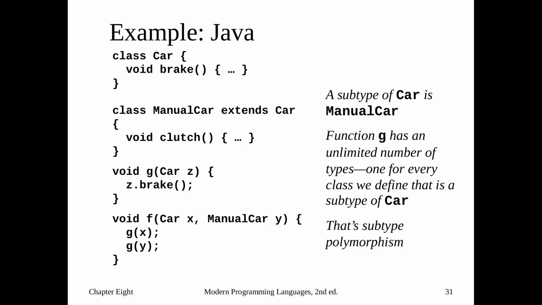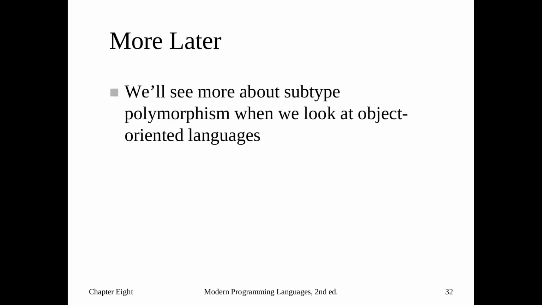We can then create another function F that takes in a Car and a ManualCar, which calls G of X and G of Y, which is just saying that G can apply to either of the two types, right? So in essence, G, because of its polymorphism, can handle unlimited types as long as the number is subject to the bounds of how many subtypes there are of Car itself. As we'll learn more about this when we start talking about object orientation later in the class, we'll get more into subtype polymorphism.